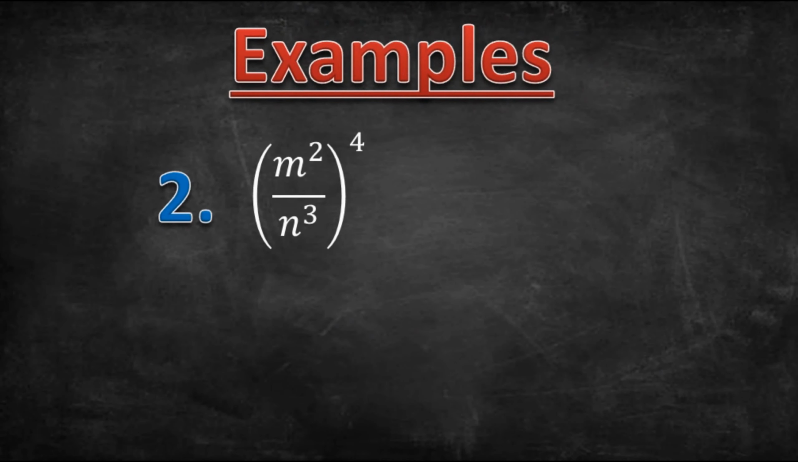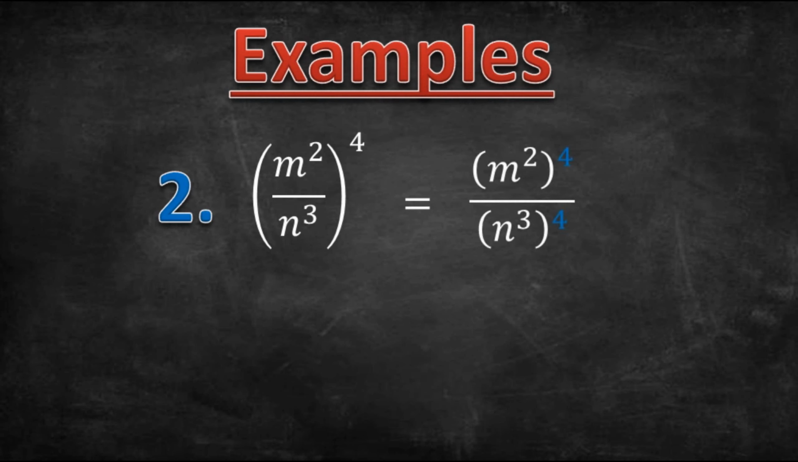Here's another basic example using the fourth law of exponents. We have (m squared over n cubed) all to the 4. Using law 4, we can apply the power of 4 to the numerator and the denominator. So we have (m squared) all to the 4 over (n cubed) all to the 4. Then, using the third law, we can multiply the powers into the brackets. So we have m to the 8 over n to the 12.